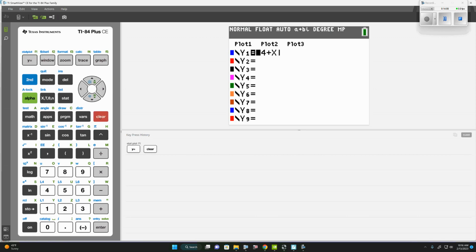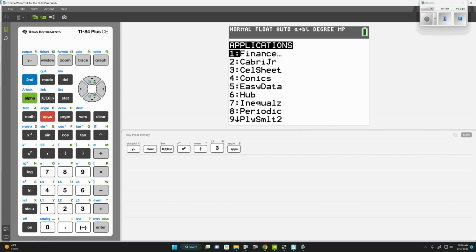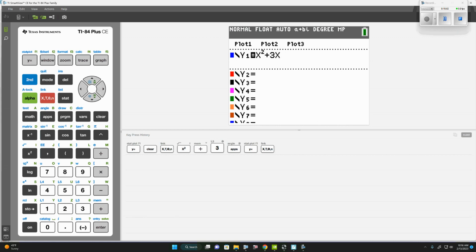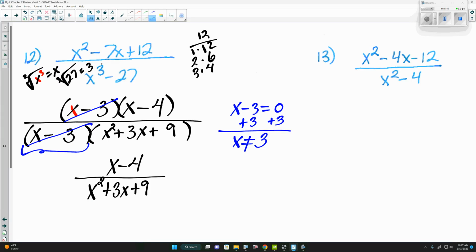Now we can graph this to kind of see it. x squared plus 3x plus 9 graph. Looking at this here, does this cross the x-axis? This doesn't cross the x-axis, so is there any way that the x squared plus 3x plus 9 can be 0? No, so it doesn't have any restrictions.